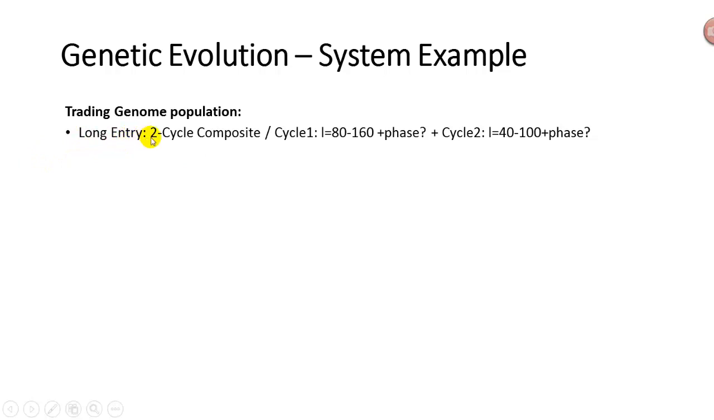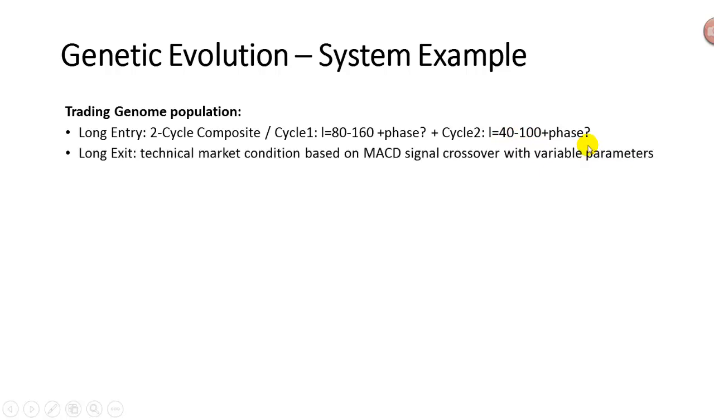In this case, we use a 2-cycle composite to go long, which means that we use the low of a 2-cycle composite to enter long trades here. The first cycle has a length between 80 and 160 bars and has a variable phase, and the second cycle is a shorter term cycle between 40 and 100 bars, also with a variable phase. So the genes are allowed to mutate between these levels. This is our long entry based on the composite.